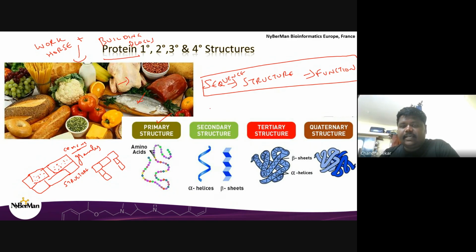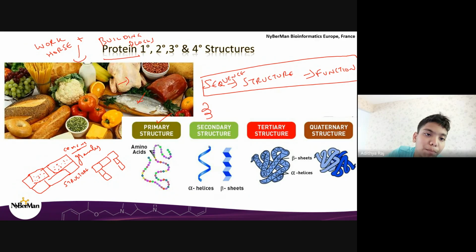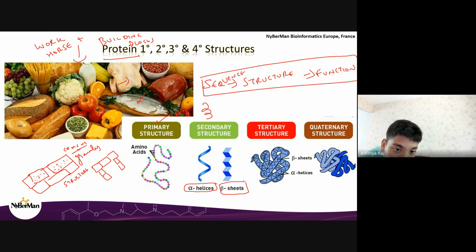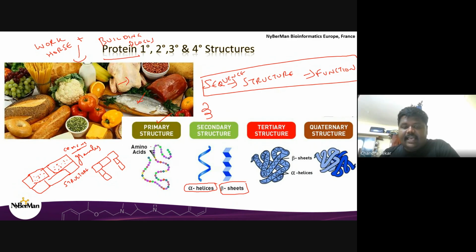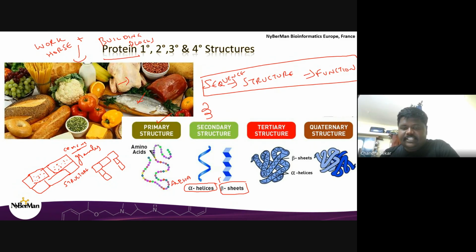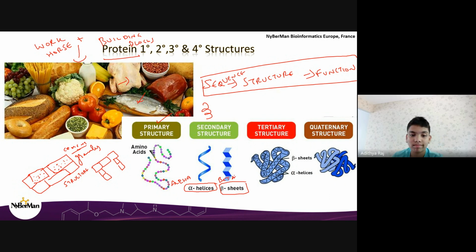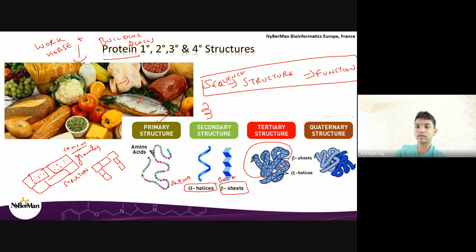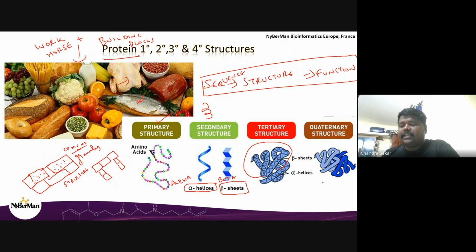The primary assembles itself to form a shape. Primary is the first level, and the primary chains assemble and form a shape called as what? Alpha helices and beta sheets. Then they will form a group, and they become tertiary structure. And several tertiary structures will become quaternary structure.